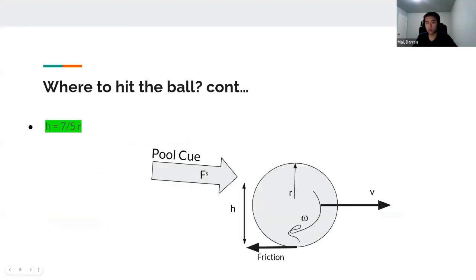And as we can see, 7/5 of the radius is going to be just above the center of the ball, and that's where we want to hit it, such that it will create rolling without slipping.